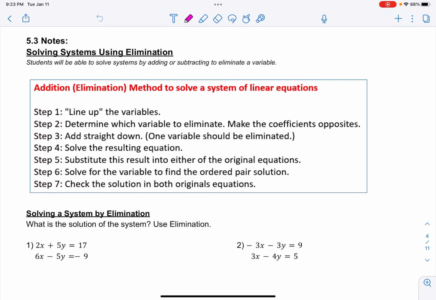Once you decide which one you want to eliminate, you add the equations together. When you do so, you should end up with just one variable, so x equals or y equals. And then you solve that equation for that variable. Once you get your answer, you then have to plug that back into one of your original equations and solve for the other variable. And then we finally have our whole final answer. So let's get into some examples so you can see this process actually working out.